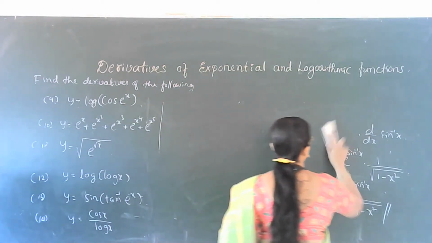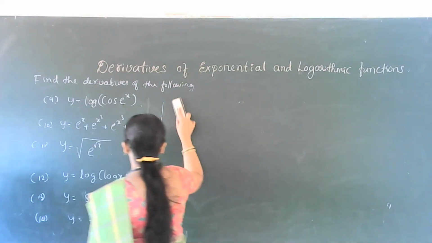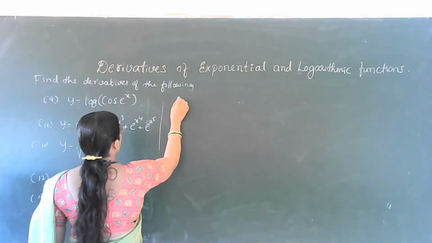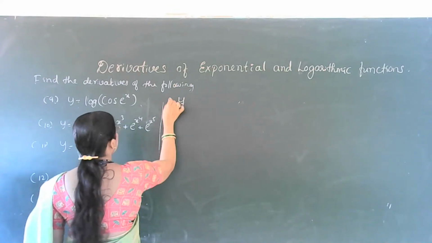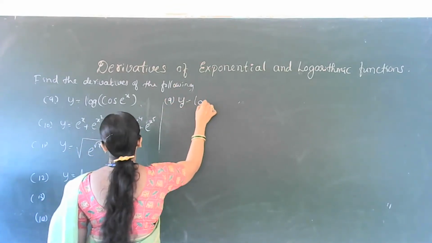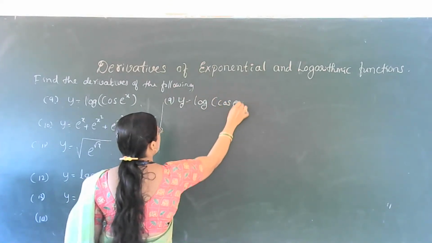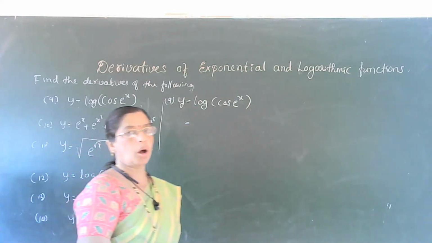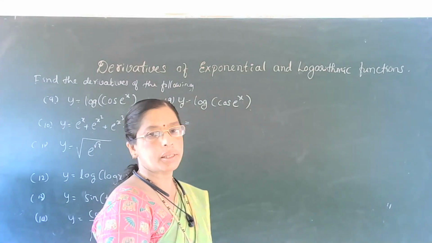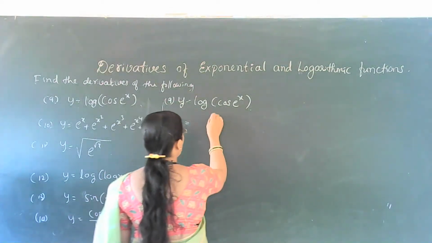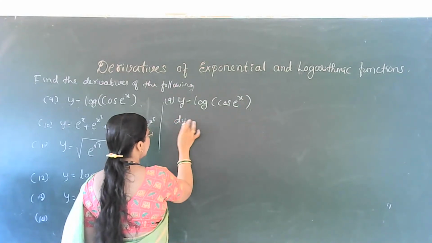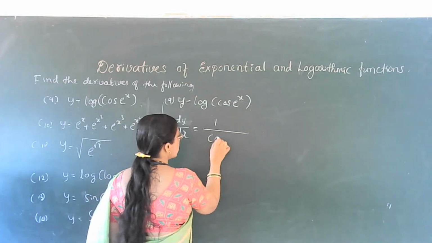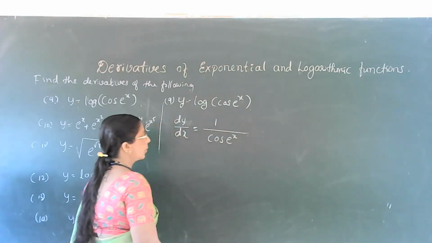We solve these problems one by one. First one, y is equal to log of cos e to the power x. Here, log function. Derivative of log x is equal to 1 by x. Therefore, dy by dx is equal to 1 by cos e to the power x.